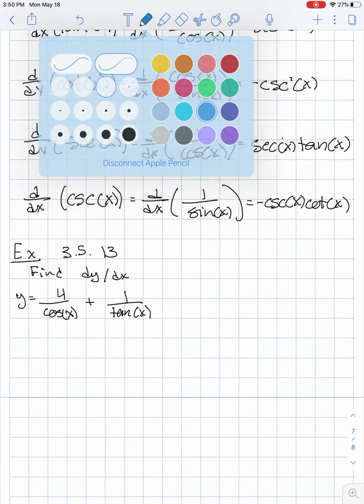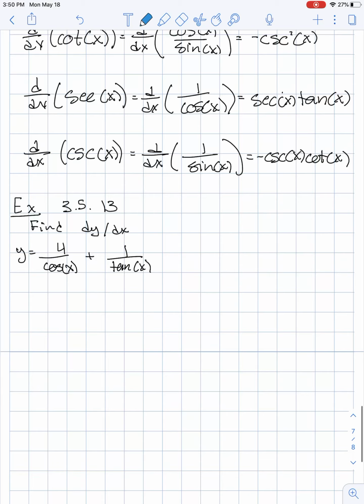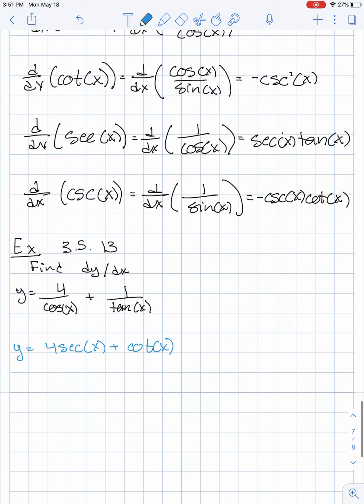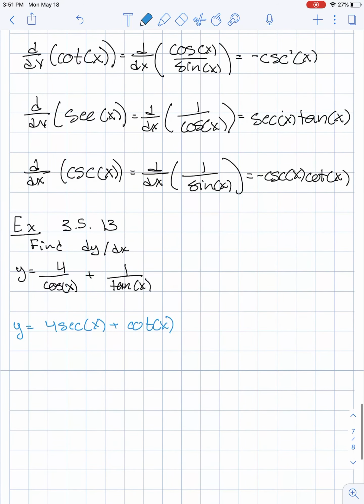So we're going to do it one way, and we'll choose some cute colors. So this way we'll do it in blue. Does that look nice? Yes, I agree. Okay, so then I would rewrite this as y equal to 4 secant of x plus cotangent of x. That's how I want to rewrite it.